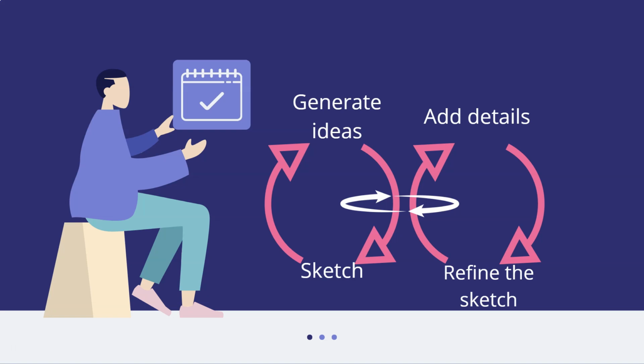Again you, let's say, add certain details and again you refine the sketch. And this is again a continuous process. And these two phases are interchangeable processes. Like first, let's say, you add the details and you refine the sketch, and again you generate certain new ideas and then again you sketch and again you add details. So these are all interchangeable processes. This is the main working formula of the sketching phase.